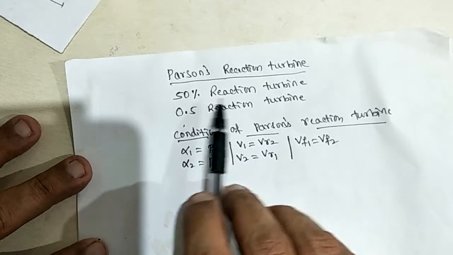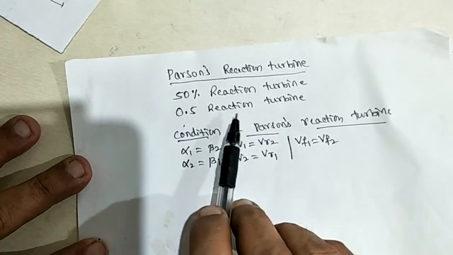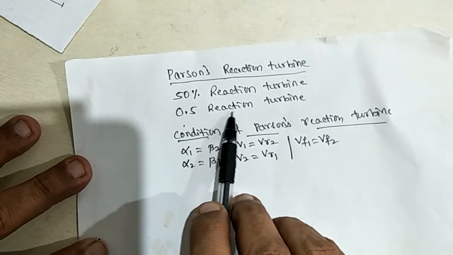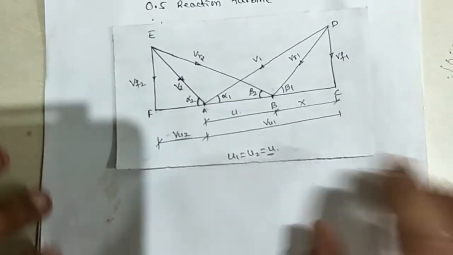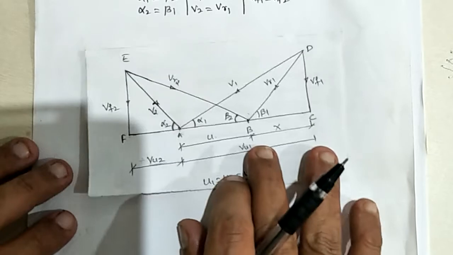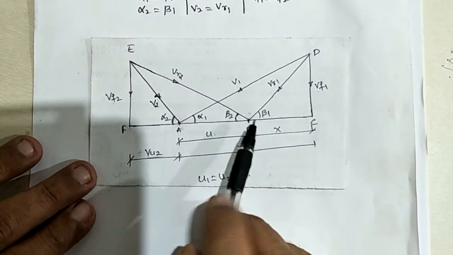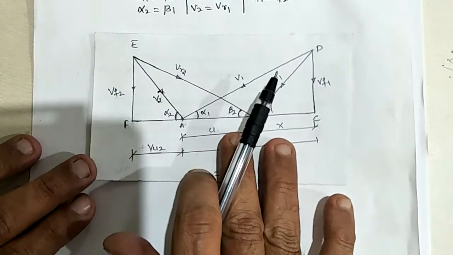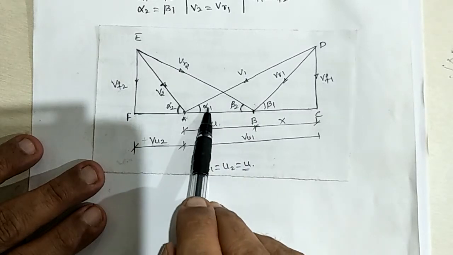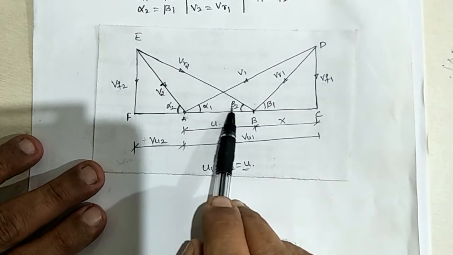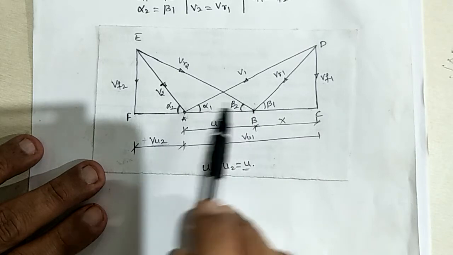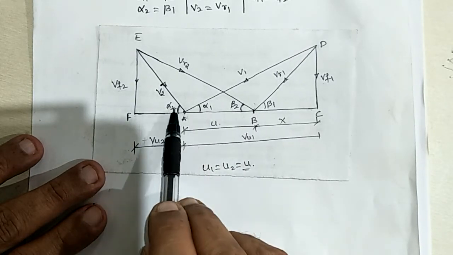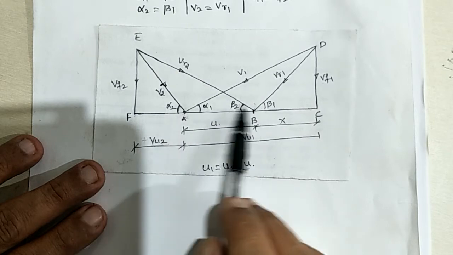or 50% reaction turbine. It is also called a 0.5 reaction turbine. The velocity triangle will be similar here, as you can see. In the case of the Parsons reaction turbine, alpha 1 is equal to beta 2, so these two angles remain the same. Alpha 1 is equal to beta 2 and alpha 2 is equal to beta 1.